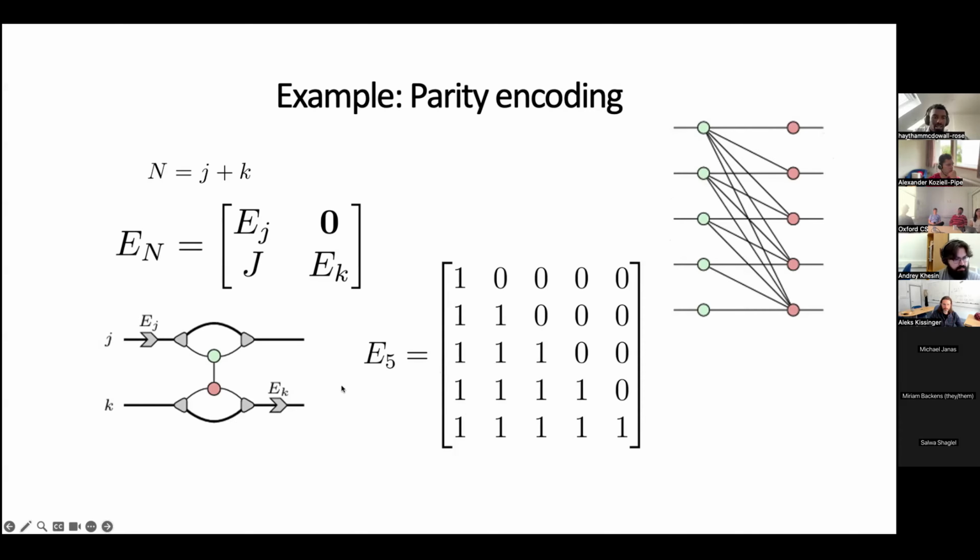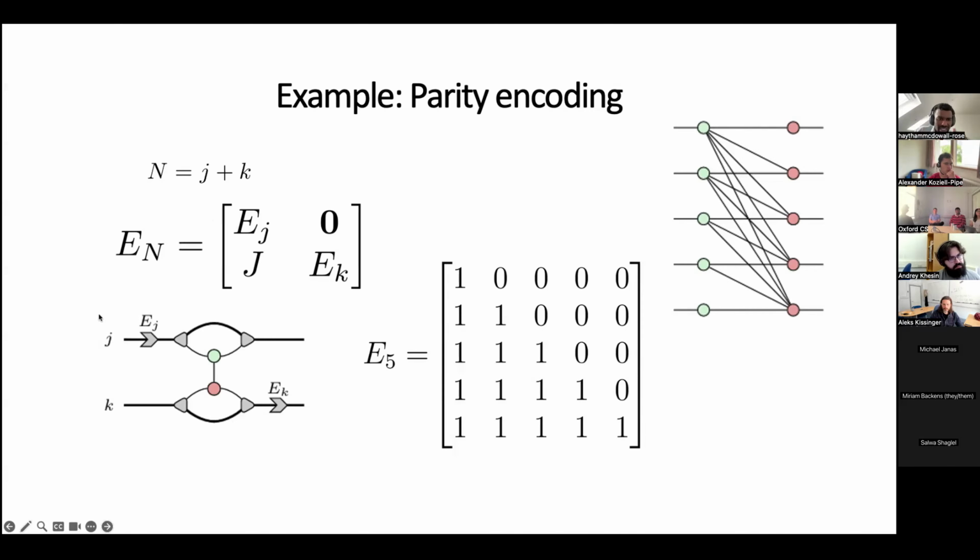And you can see that this thing has a recursive structure. It's quite a simple recursive structure: every time you add another qubit, you simply add another row of ones at the bottom and another column of zeros. Or alternatively, you can read that as: you have smaller encoders and then a matrix of all ones and then a matrix of all zeros, and this makes up a larger encoder.